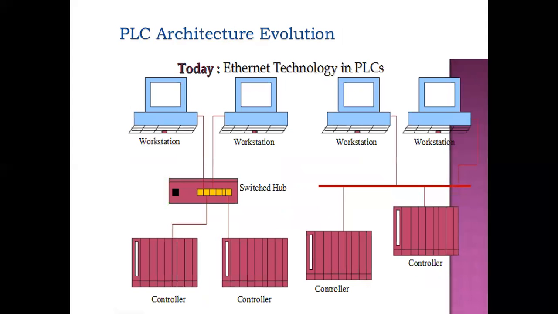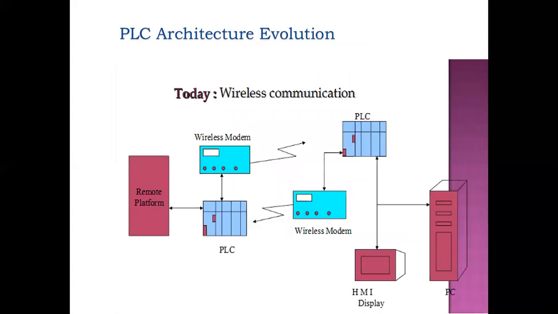These are the examples. Ethernet technology in PLC uses a controller, workstation, and switching hub. Wireless communication uses a remote platform, PLC, wireless module, HMI display, and PC and PLC.